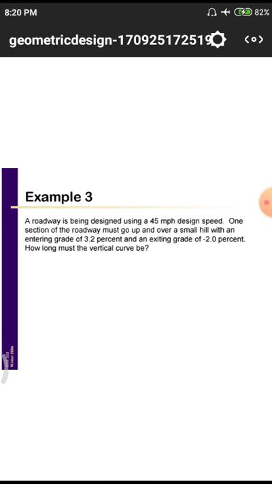This roadway is completely different to examples 1 and 2. A roadway is being designed using a 45 miles per hour design speed. One section of the roadway must go up and over a small hill with an entering grade of 3.2% and an exiting gradient of minus 2%. How long must the vertical curve be? That means we have to calculate the length of the vertical curve. Design speed and gradients are given. We need to calculate the L value.